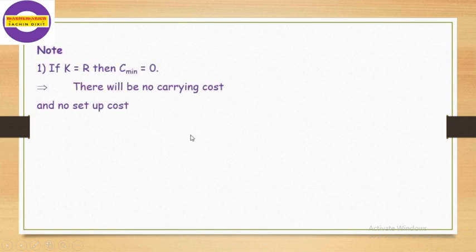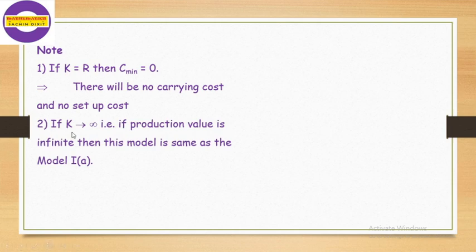That will be the theoretical part. Now we have some remarkable notes. First, if k is equal to r, then C minimum is 0. It is obvious because in the value of C minimum there is a term k minus r divided by k. If k and r are equal, obviously it will be 0. So the value of C minimum will be 0. That implies there will be no carrying cost, no setup cost.